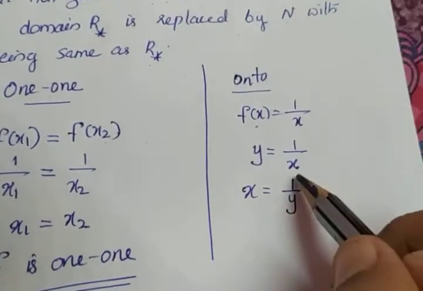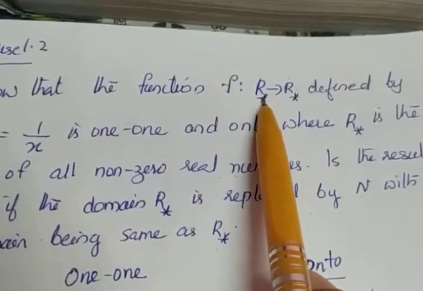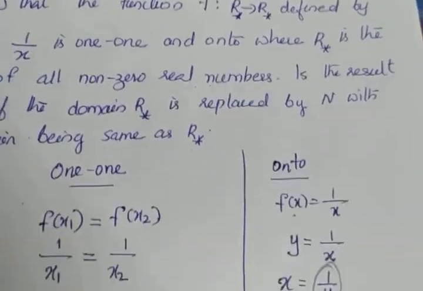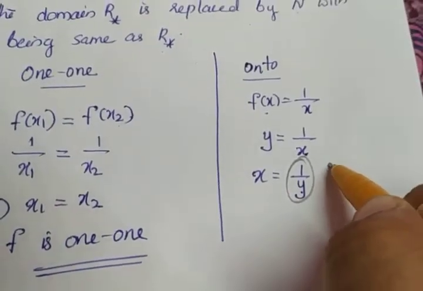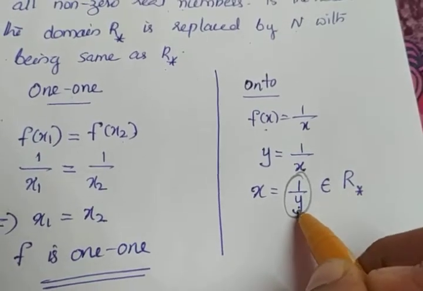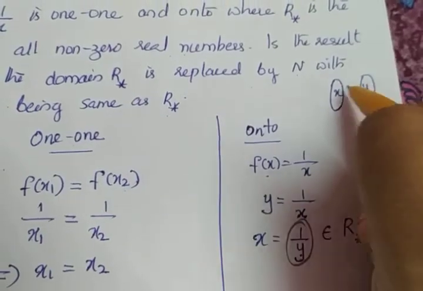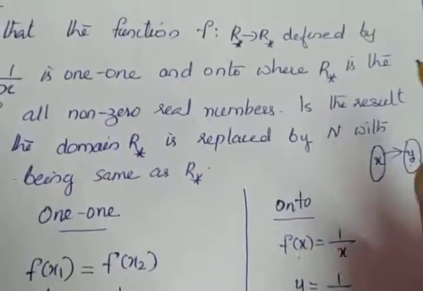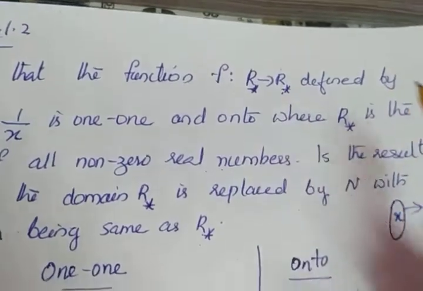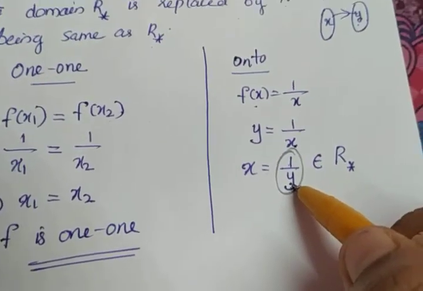And we have to check whether this value is an element of the domain. The domain is R star, which is the non-zero real numbers. So 1 by y will clearly be an element of R star, because if I am taking the function, x is a member from the first set and y is a member from the second set, isn't it? And y is an element of R star, which means y will not take the value 0. If y is not 0, 1 by y is a real number, isn't it?